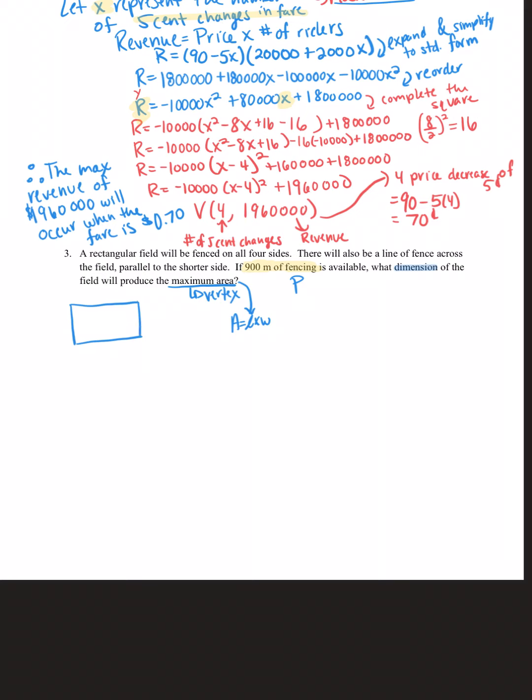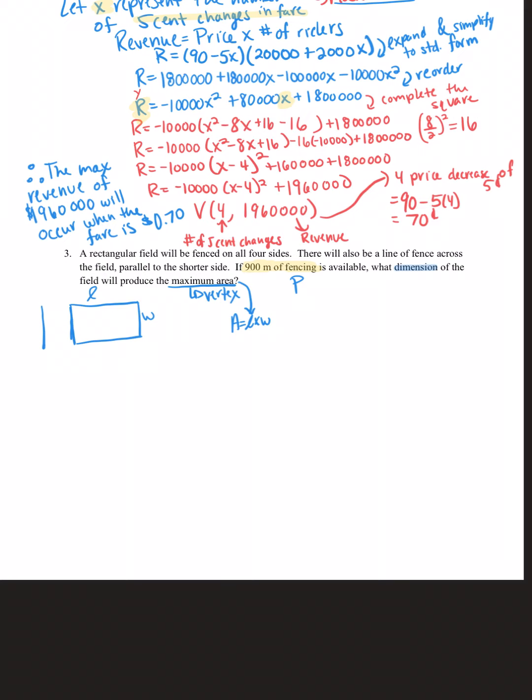Okay, so we have a rectangular field. We'll say that this is our length and this is our width. It's going to be fenced on all 4 sides. There will also be a line of fence across the field parallel to the shorter side. Okay, well, this is my shorter side. So if I drew a line of fence that was parallel, maybe somewhere over here, then that would represent another piece of fencing that needs to happen.